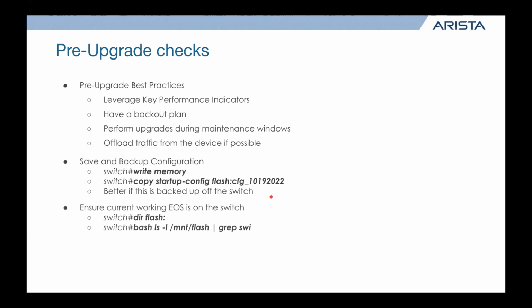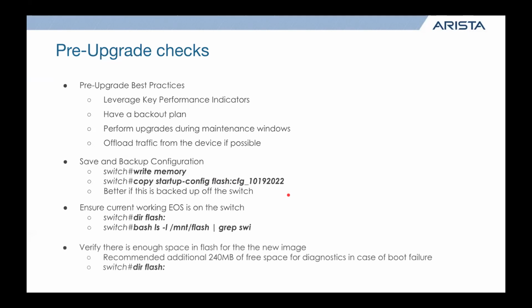Making sure your current EOS is on the switch. You don't want to be in a scenario where maybe your new image, your target image, was corrupted and you try to boot it and that fails to boot and you don't have an EOS to back off to. So you want to have your current EOS on the switch just in case. And then make sure there's enough space on flash for the new image. And we generally recommend making sure there's at least another 240 megabytes of free space to log diagnostics if there's a boot failure.